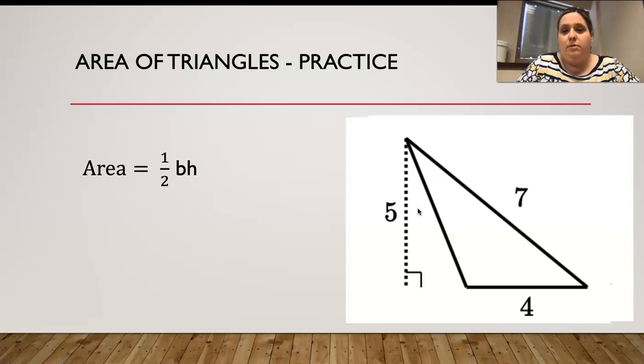Here's another example. Notice in this example, I'm not using 7. Even though it's here, this is not a number that I'm using because it is not the height. The height is 5, not 7. So 4, the base, times the height, times our 1/2, we get 10 units squared.